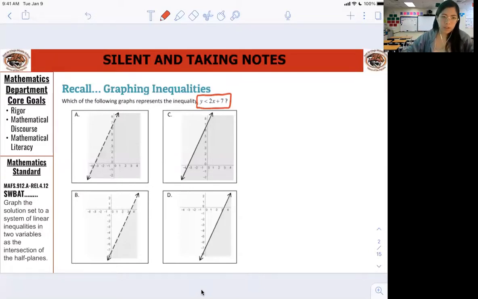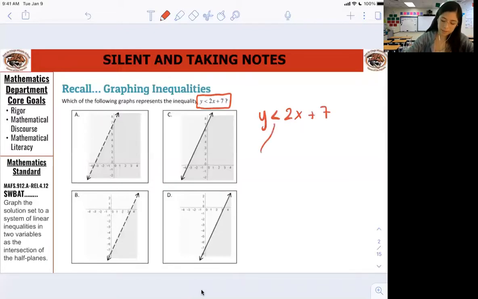All right, so here is my inequality. Y is less than 2x plus 7. And we're trying to match it. We're trying to see which of these matches with that inequality. So remember, the inequality tells you a lot of information. Can anyone point out something that this inequality tells me about the graph? What type of line it is? What type of line it is, exactly.